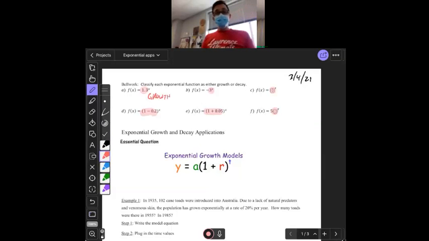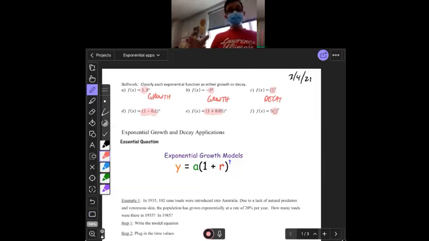Looking at the next one, it's just the 3 that I'm looking at. The negative is not an issue. It's all about growth, bigger than 1, versus between 1 and 0. So that is still a growth function. It's just a reflected growth function. 4/7 is less than 1, so that's decay.